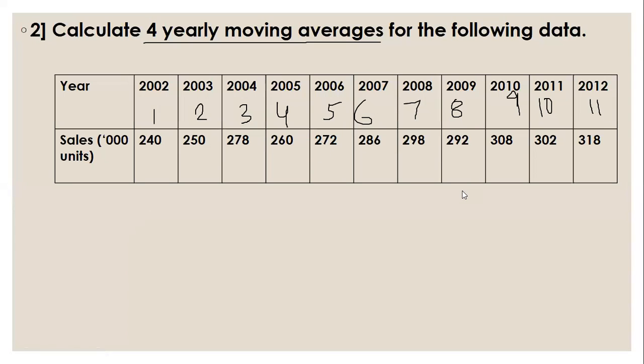So we have 11 data. Now 11 is odd number or even number? We're calculating it for 11 years. Is 11 odd or an even number? Odd number?